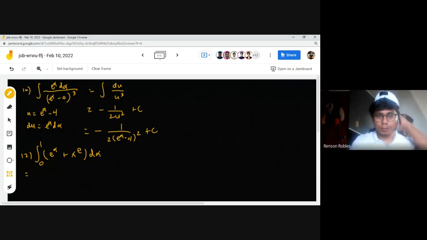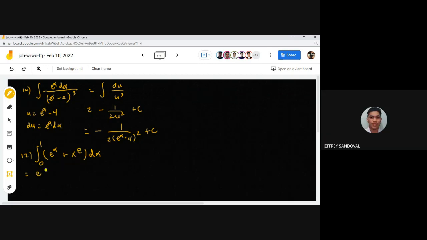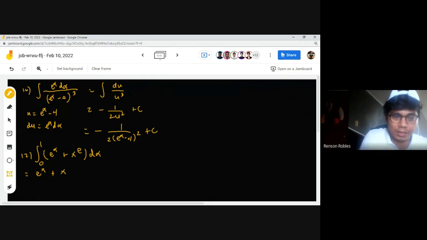Okay? That would be what? What is the integral of e to the x? Simply e to the x. What about this? What's the integral of x to the power of a plus 1 over a plus 1? Or you just need to add 1 here.